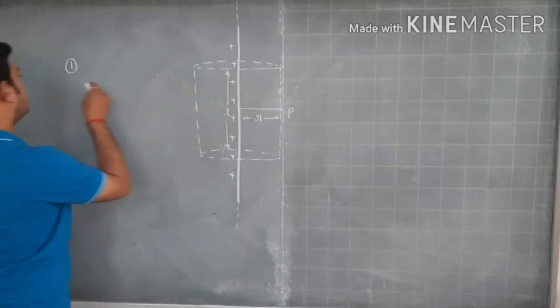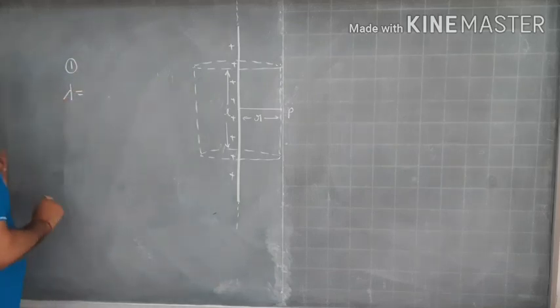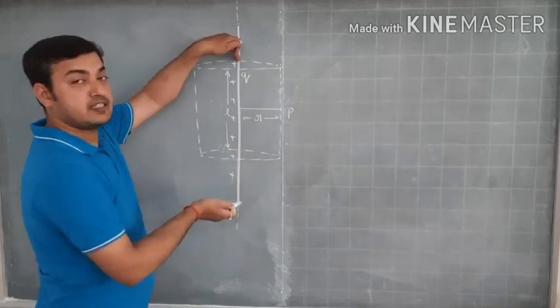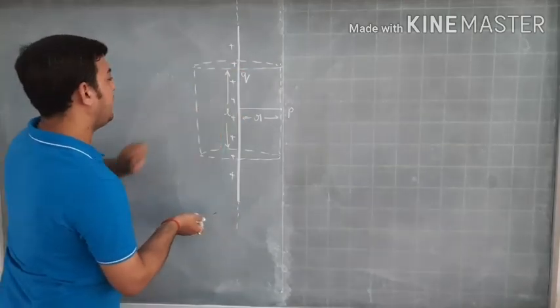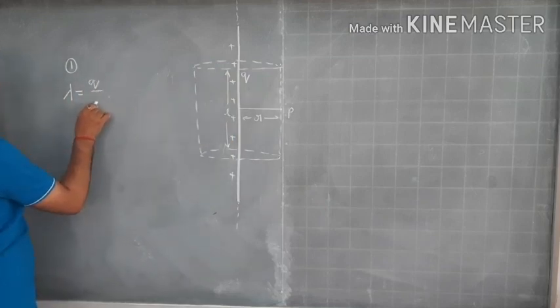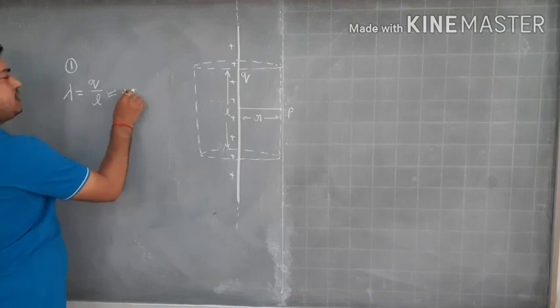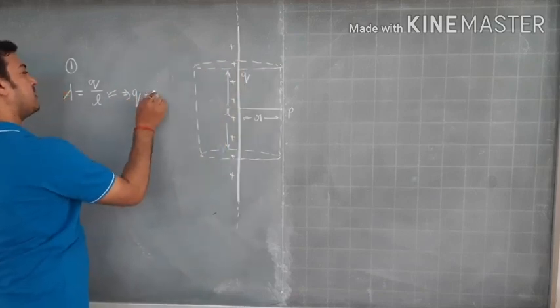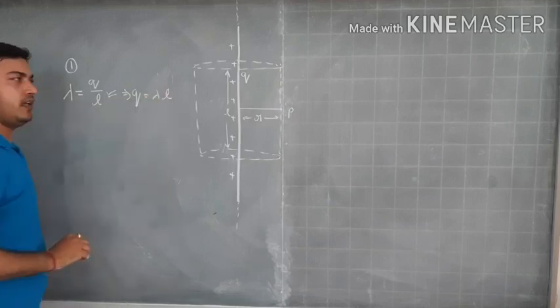So we can define the charge density over here. Let me take the charge inside this cylindrical surface as Q, and the length of the wire is L. So the charge divided by length is the charge density. It means we can find the charge inside this cylindrical surface, and that will be lambda times the length.